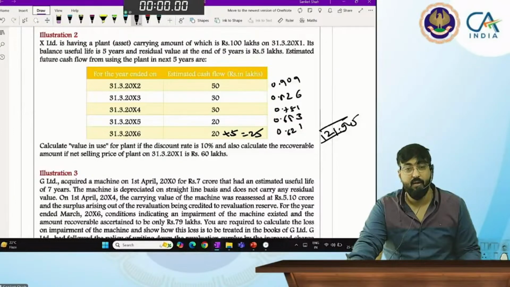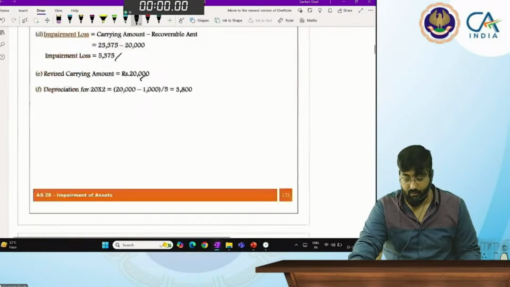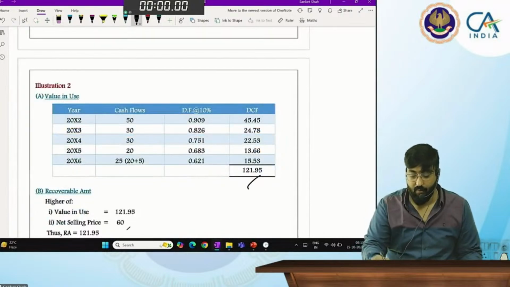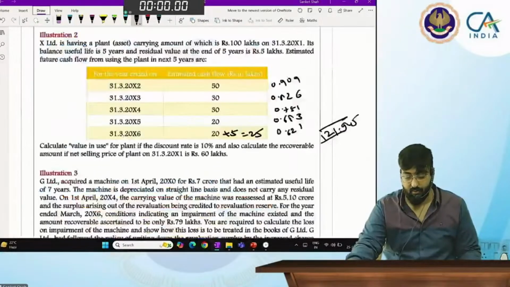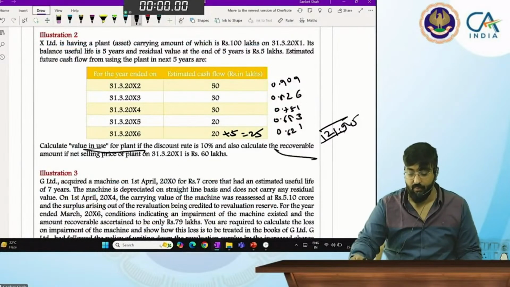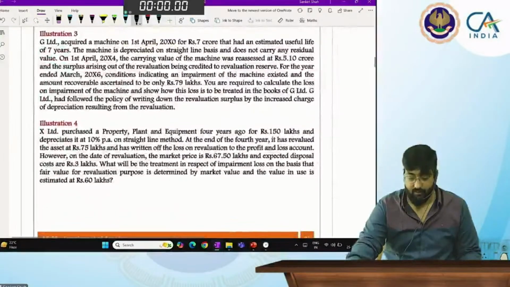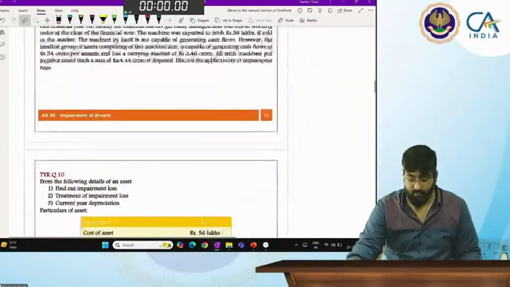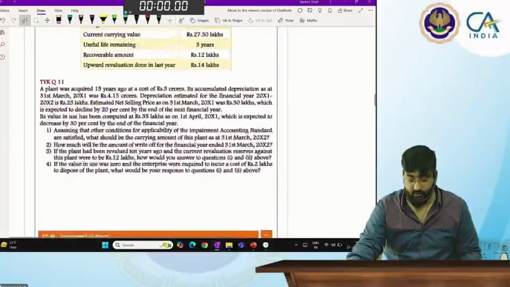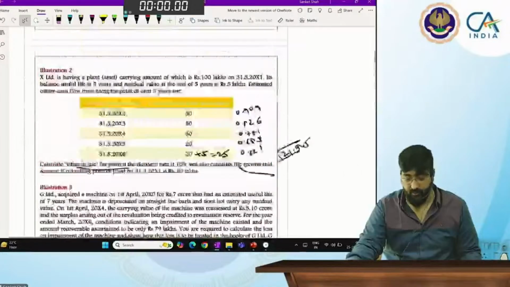And what is your recoverable amount? 60, whichever is higher. Yes. So they ask you about recoverable amount and value in use only. Easy. Third question. बस इतना सा क्वेश्चन है, कुछ है ही नहीं.